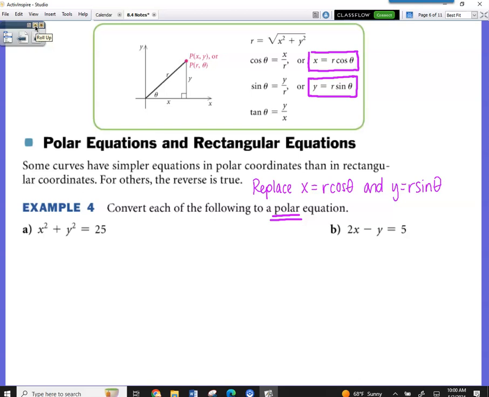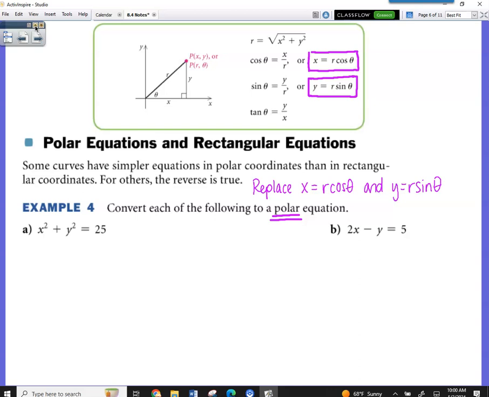it says convert each of the following to a polar equation. That would mean it's starting out as a rectangular equation, which is something we are already used to, and we are converting it to polar form. Since we're going to polar, that means we need to be in terms of r and theta. So keep that in the back of your mind. Polar means r and theta. Rectangular means x and y.